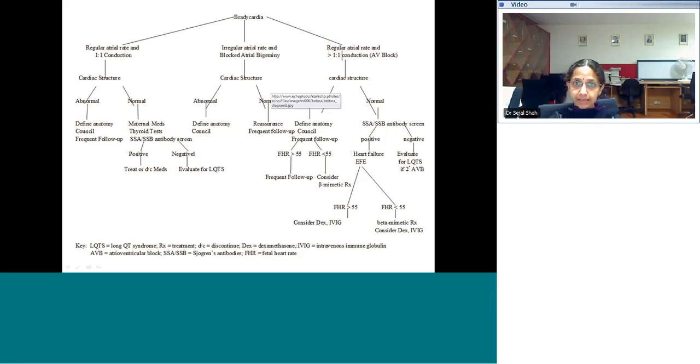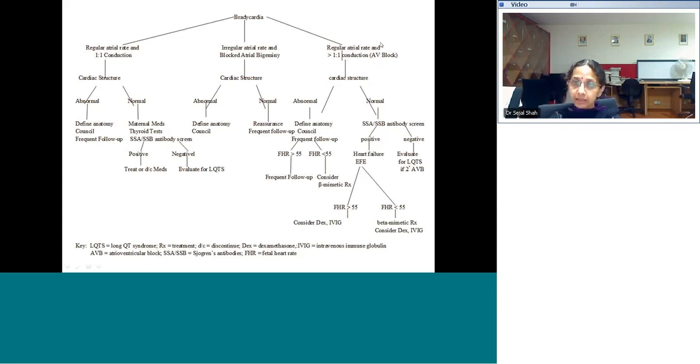The second subset is irregular rate with blocked premature atrial contractions. Now here also, if we have anatomical issues, then we define the anatomy, but if no anatomical issues, as we discussed before, we reassure, frequent follow-ups, avoid caffeine, follow for fetal movements, and deliver.